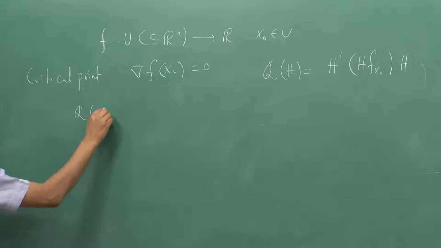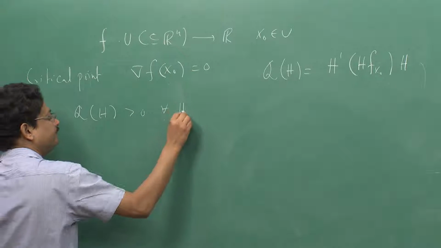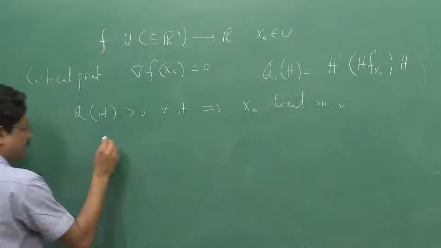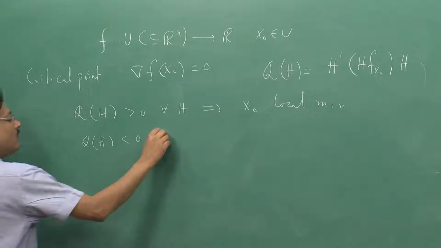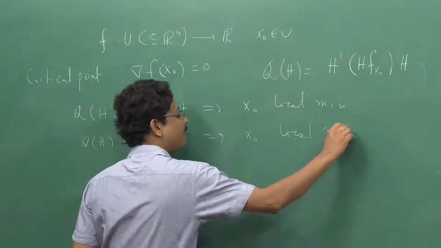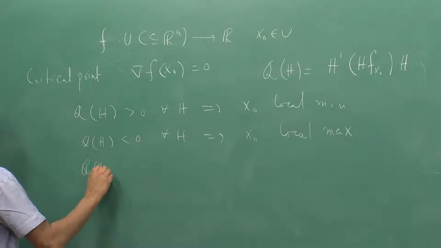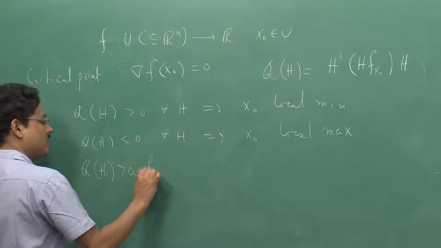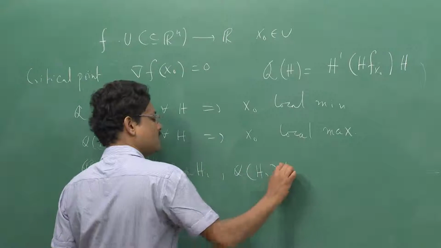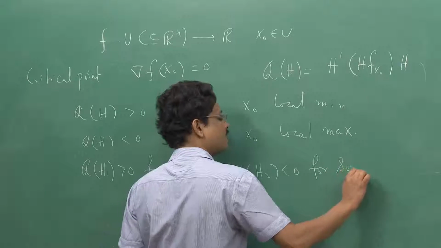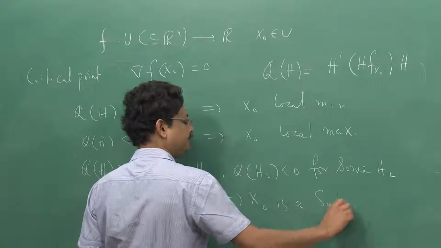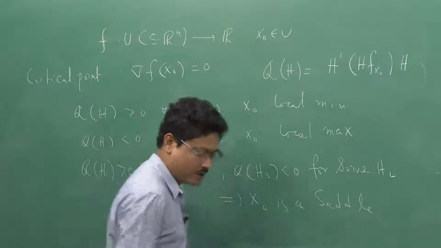And what was the test? Q(h) greater than 0 for all h implies x naught is a local minimum, Q(h) less than 0 for all h implies x naught is a local maximum, and Q(h1) greater than 0 for some h1 and Q(h2) less than 0 for some h2 implies x naught is a saddle. That is what the test was, the second derivative test.